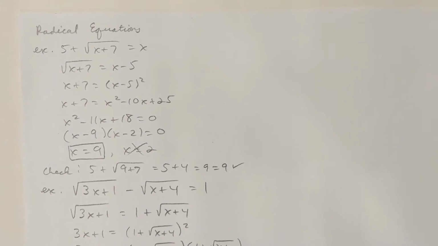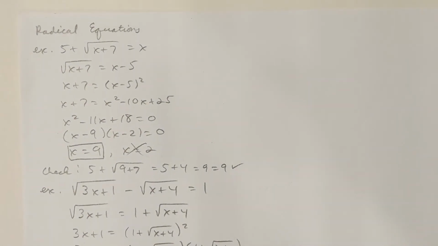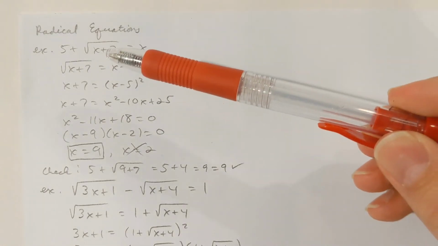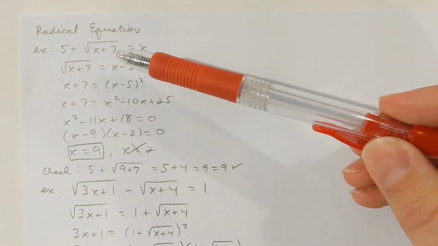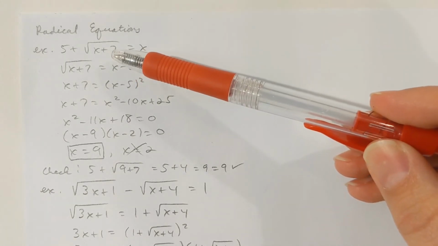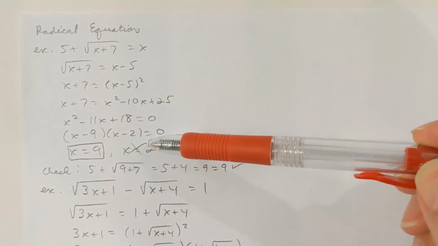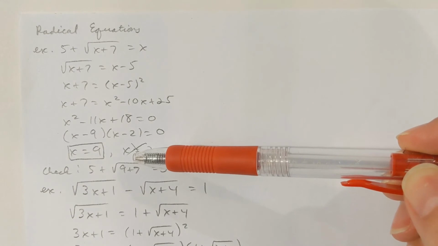Now, a radical equation is another kind of equation where we have to check for extraneous solutions. So again, 9 and 2 may or may not be the right answers. We don't know. We'll have to check them. If I just do a quick mental check with 2, 2 plus 7 is 9. The square root of 9 is 3. 5 plus 3 is 8. And 8 is not equal to 2. That would be false. So 2 is extraneous. I would want to throw that away.